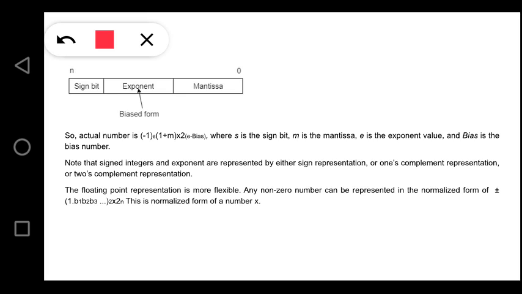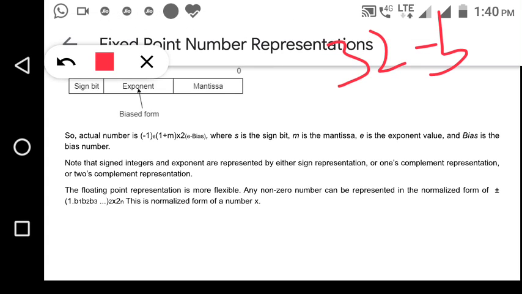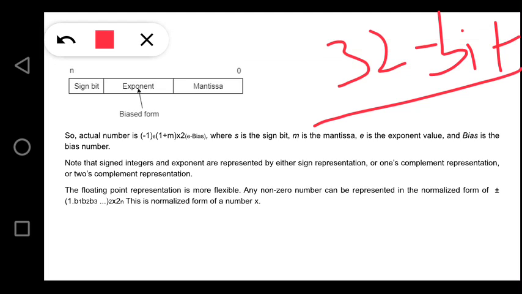Next, note that the signed integer and exponents are represented by either sign representation or one's complement representation or two's complement representation. The floating point representation is more flexible. Any non-zero number can be represented in the normalized form. For example, let's take we have a 32-bit number. That means a floating point number or a real number can be represented in a 32-bit format.